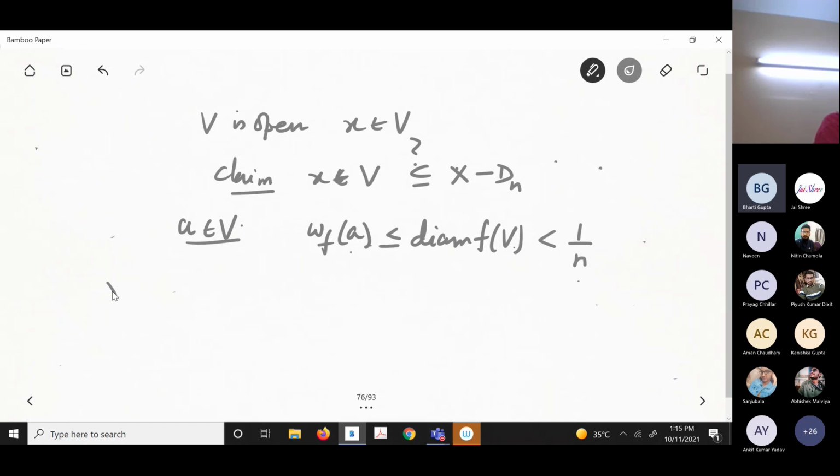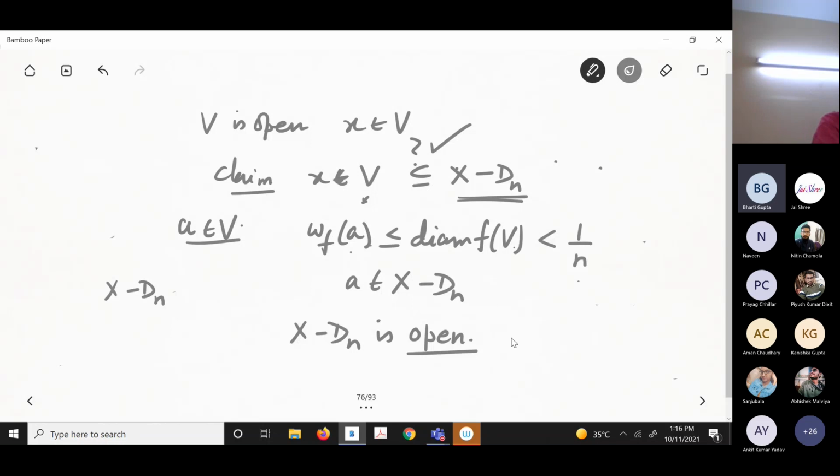But what is X minus D_n? That is precisely all those points whose oscillation is less than 1/n. So a belongs to X minus D_n. I have chosen any a belonging to V and shown that it lies in X minus D_n. So each point of X minus D_n is an interior point, so X minus D_n is open. Understood? So that D_n is closed.